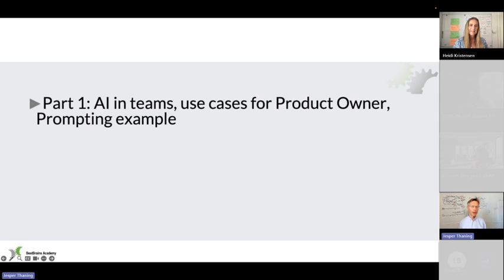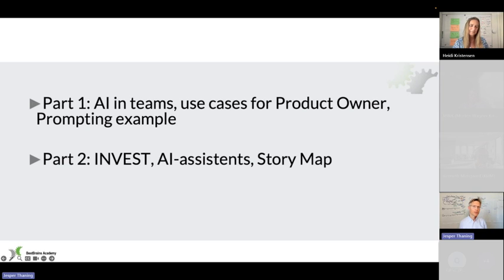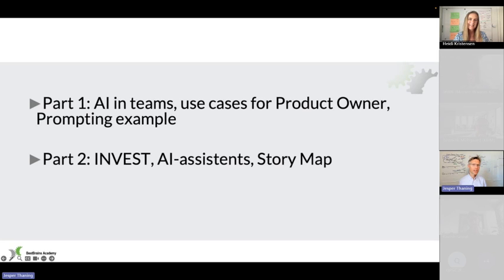Since this is about AI, of course, we also want to prompt a little bit. And in the second part, we'll look at the INVEST criteria. And then we'll finish with an AI-generated story map.